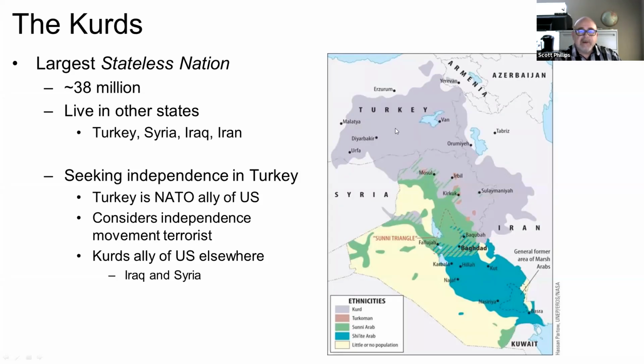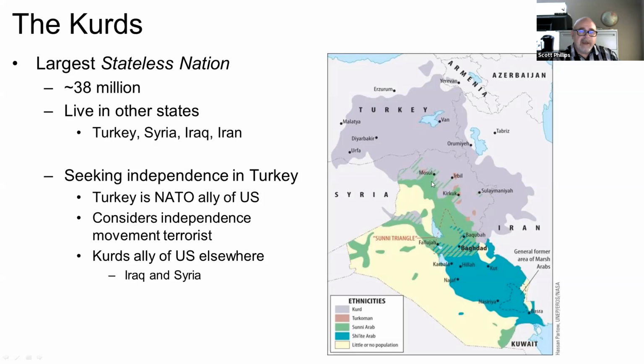So the Kurds live in parts of Turkey, parts of Iran, parts of Iraq, and parts of Syria. And this can lead to complicated situations. So for example, the Kurds in Turkey are seeking independence. And so Turkey doesn't want this, considers them as kind of insurgents or terrorists.